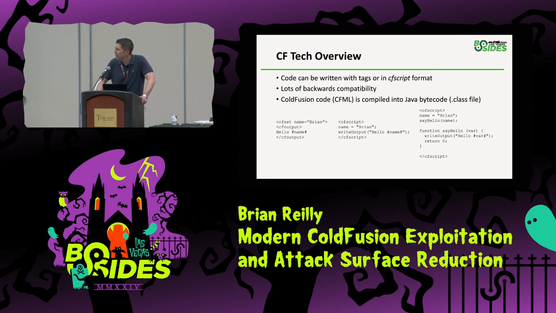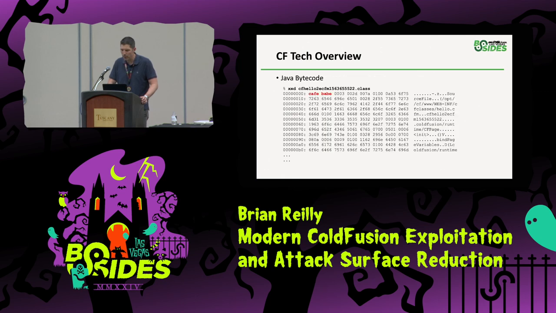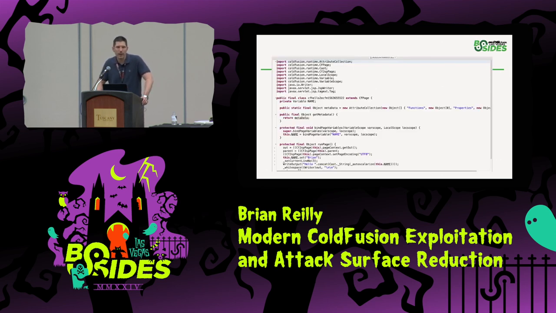Just to take a look at those two styles, we can see some tag-based and some script-based. These basically just print hello. When this is actually compiled, it is compiled into Java bytecode. When we look at a compiled class file, we can do a hex dump and see, yes, this is actually a Java class file. And being Java means that it's going to be pretty easy to decompile. So we can go from CFML to compiled Java back to some approximation of what the original native Java might look like.